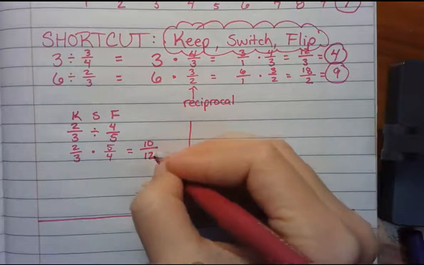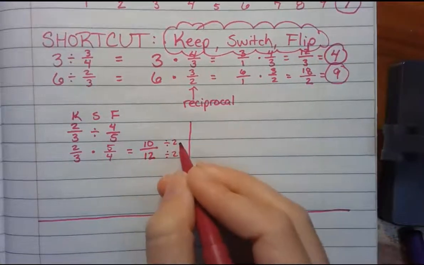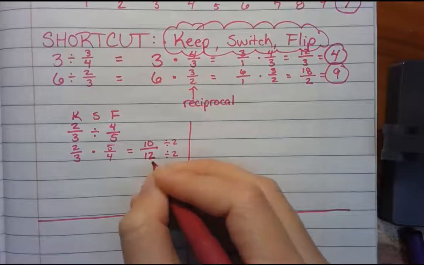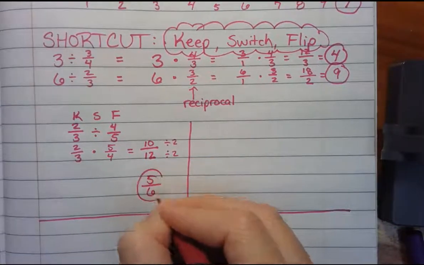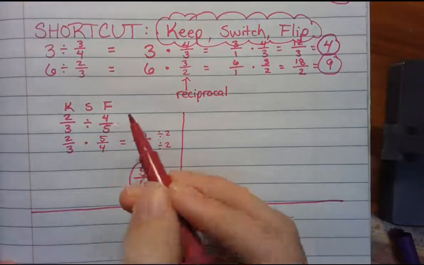So 10 and 12 are both even numbers. They will both simplify by 2. And so 10 divided by 2 is 5, and 12 divided by 2 is 6. So my final answer here is 5/6. Keep, switch, flip.